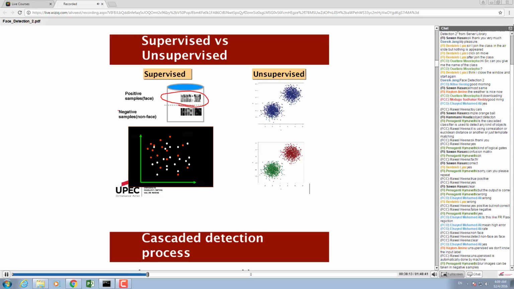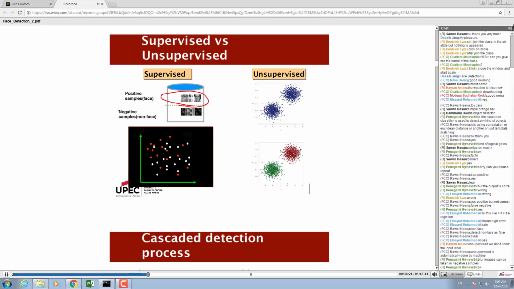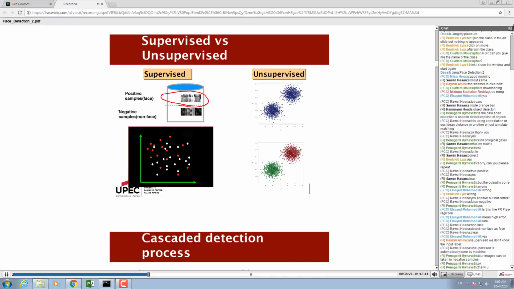I want to make the results classify them as non-face. Then you can put blurred images into the negative samples, but it is not usual. Is it clear?